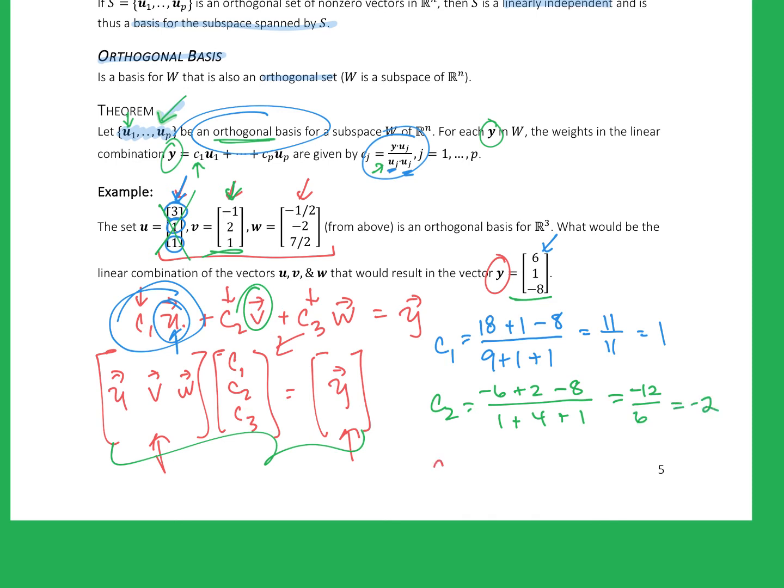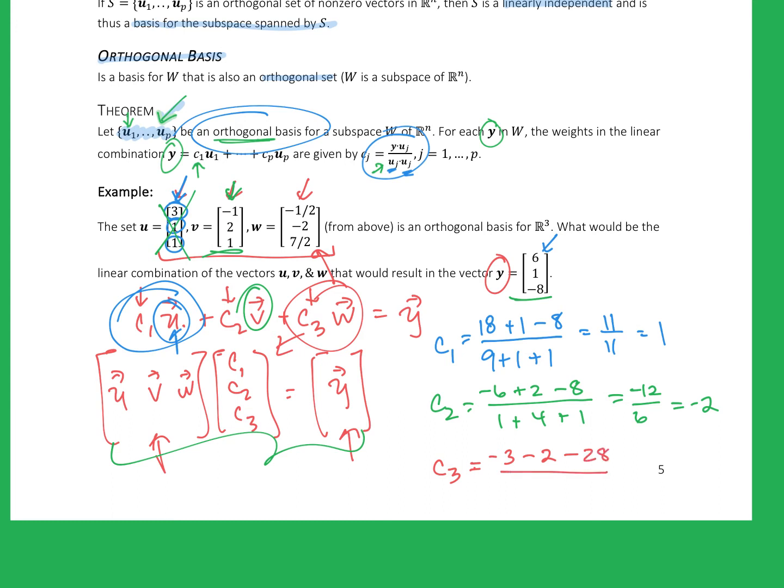And last but not least, we'll find C3. Again, we're going to deal with our w vector. So we're going to dot the y with the w. 6 times negative 1/2 is negative 3, minus 2, minus half of 8, negative 4, negative 28.